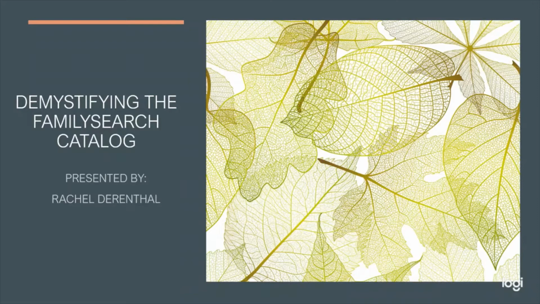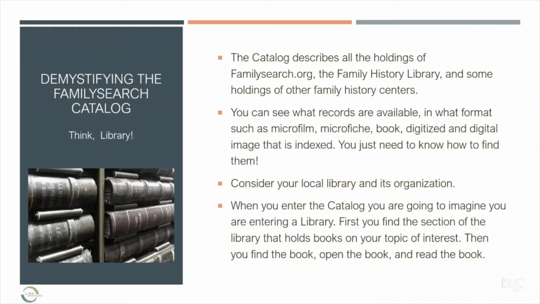So to start us off, what is the catalog? Well, the catalog describes all the holdings of Family Search, Family History Library, and some of the holdings of other family history centers. So when you go to the catalog, it will tell you what records are available for a given place, what format you can find these records, whether it's in microfilm, microfiche, or book. It'll tell you if it's digitized, if it's indexed, and basically how you're going to find the records.